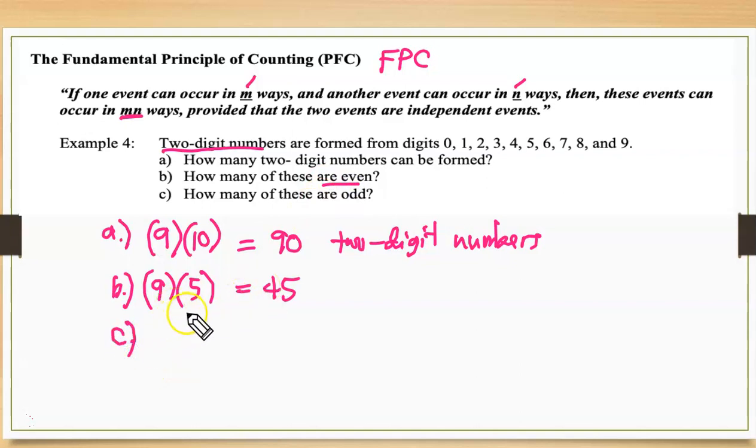For letter C, how many are odd? The same, 9 choices for first digit. And for a number to be odd, it should end with 1, 3, 5, 7, and 9. So the same number of choices, which is 5. 9 times 5 is 45. Even without computing for letter C, we can identify that out of 90 two-digit numbers, if there are 45 even numbers, obviously 45 are odd because only 45 is left. So this is the application and explanation of the fundamental principle of counting.